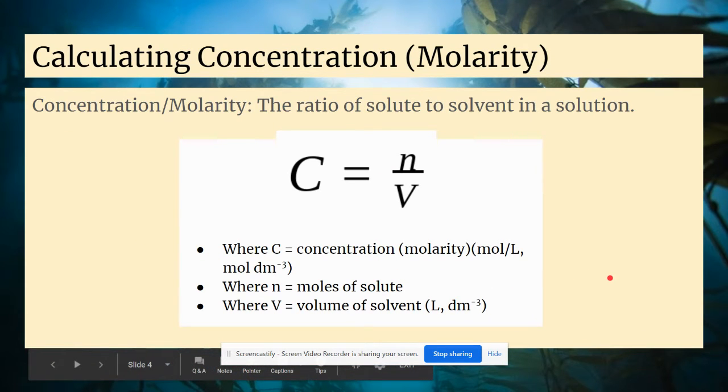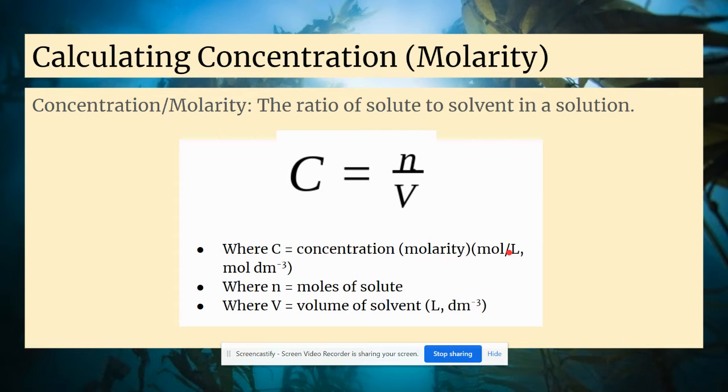To calculate concentration, it's a really simple formula. Concentration is also called molarity because the definition of concentration is how many moles of solute you have in a given amount of solvent. The formula looks just like this. C is concentration. Concentration has the units of moles per liter. How many moles of the substance can go into how many liters. And so notice we're not going to deal with grams here. We're going to deal with moles.